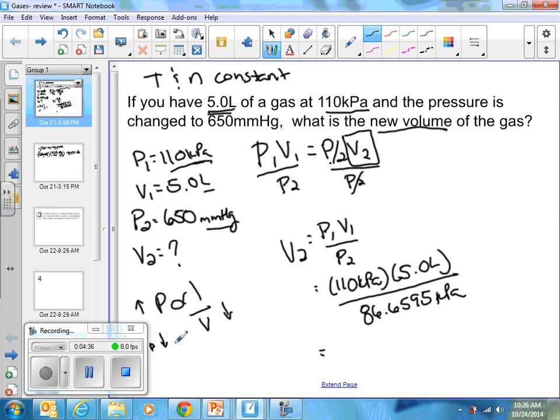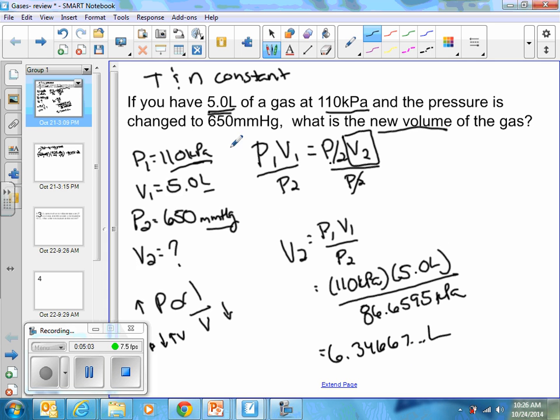So 110 times 5 divided by 86.6595 gives me a final volume of 6.34667 liters, which makes sense. I expected my volume to go up. So this looks like it could be a reasonable answer.